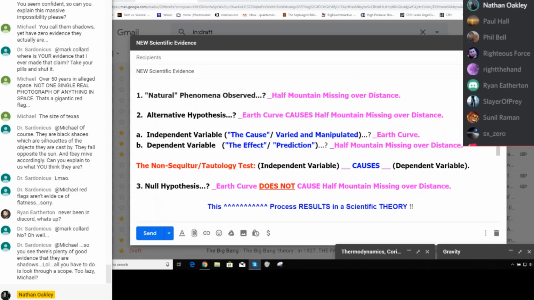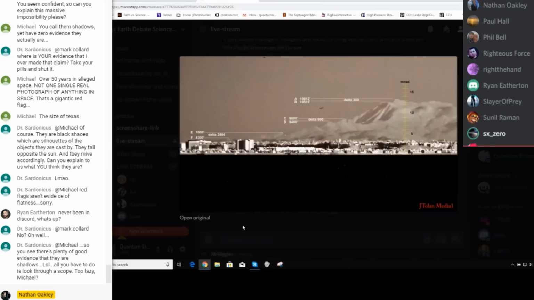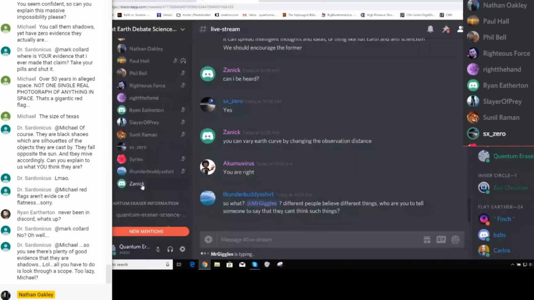Doesn't matter. Don't confuse me with the facts. My mind's made up. It's not scientific evidence. This is not a viable independent variable. It is a dependent variable. Absolutely scientific. I can vary the null hypothesis, let me shut you up. Earth curve. You can vary Earth curvature by changing your observation distance.